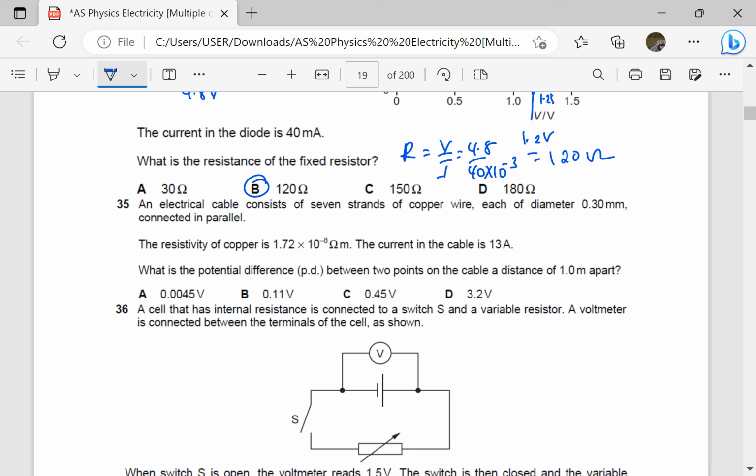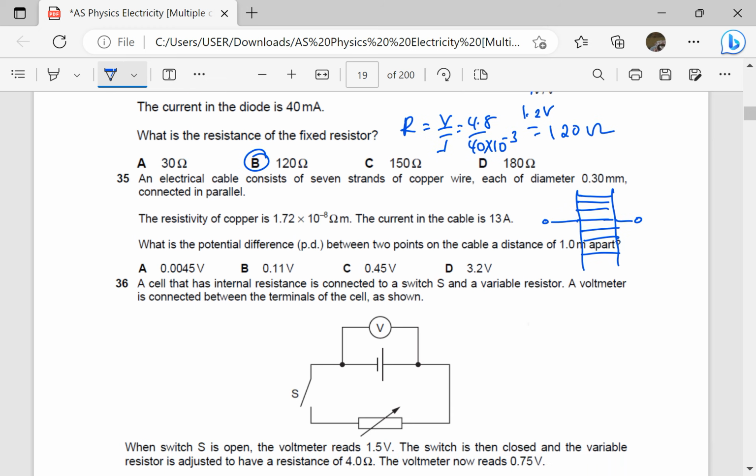So there are 7 strands. Let me try to sketch this and we see. So we have 1, 2, 3, 4, 5, 6, 7. So there are 7 strands connected in parallel, each of diameter 0.3 millimeters. The resistivity of copper is given. The current in the cable is 13 amperes. Okay. So I'll use this space here, I hope I have enough space, but I'll try to fit it here.